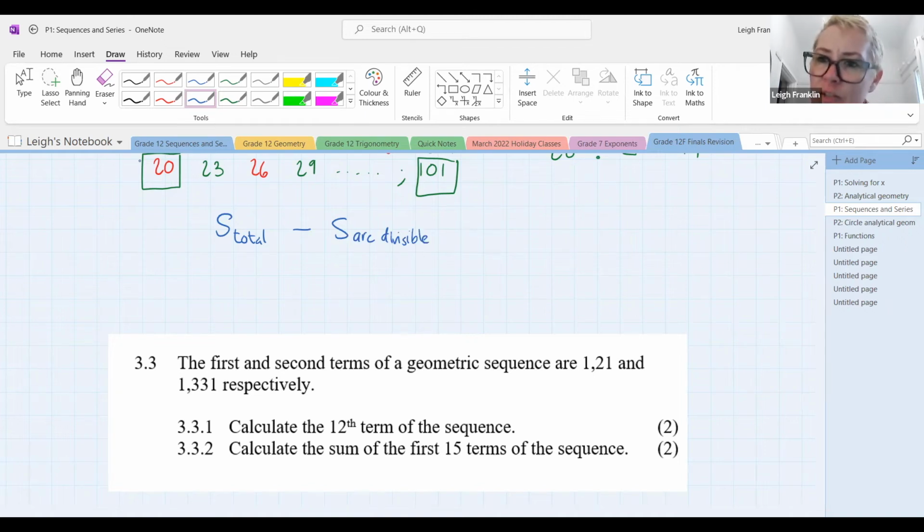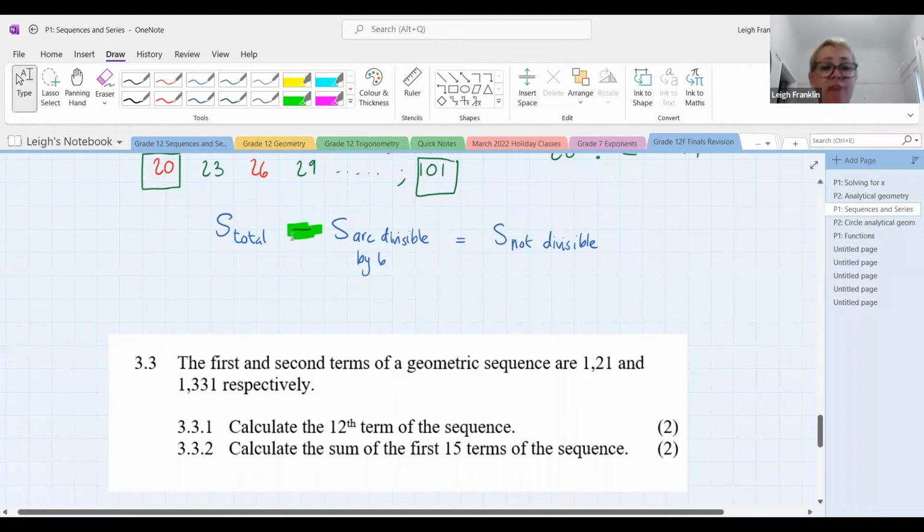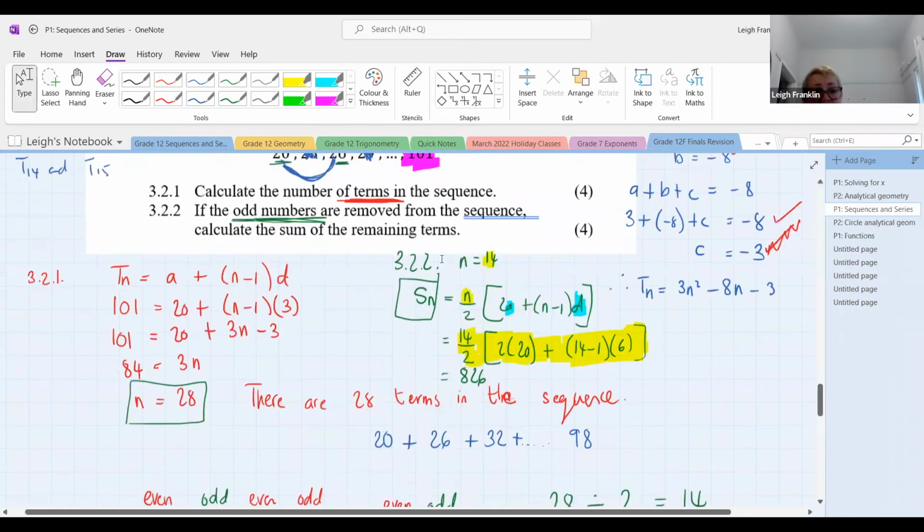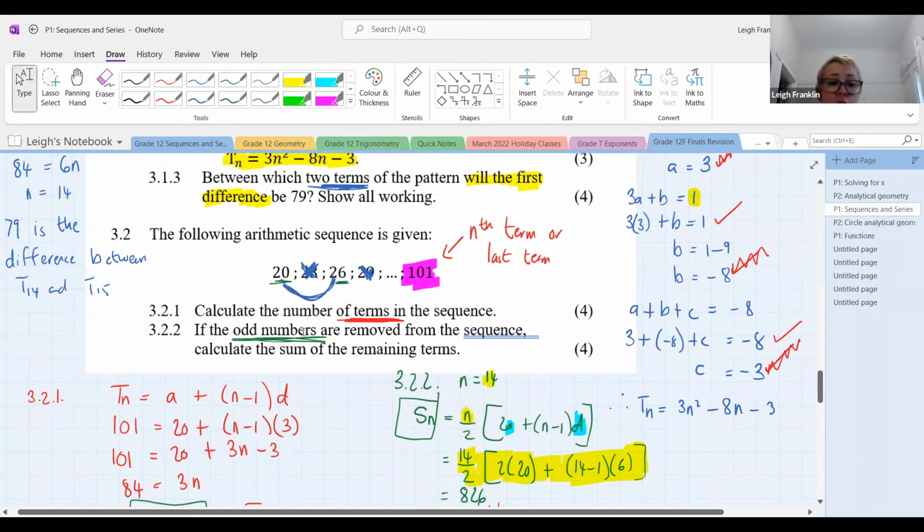It would be an arithmetic pattern, wouldn't it? And then what that would leave you with would be the sum of the numbers that are not divisible by 6. So it would be a difference problem. By difference, I mean you have to subtract. In fact, we could even do a difference problem here to answer this question, because we could say that the sum of the even numbers is going to be the total sum of the numbers minus the sum of the odd numbers. So we could do it that way as well if we wanted to.